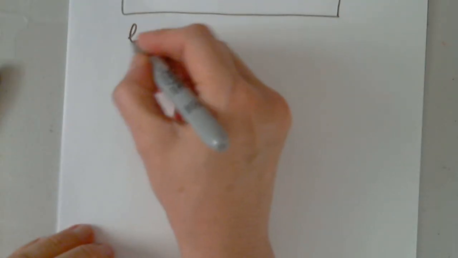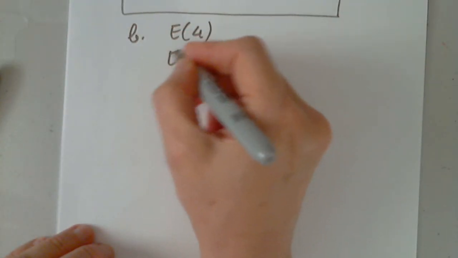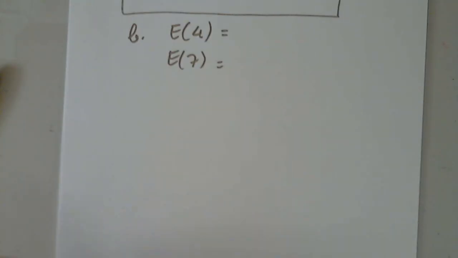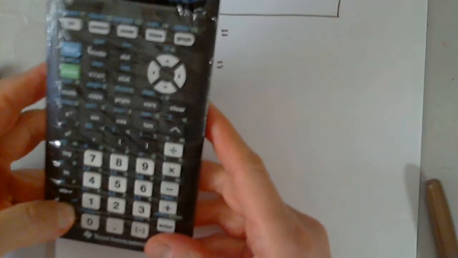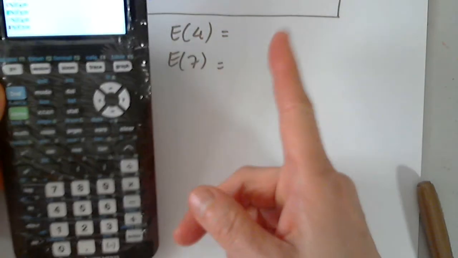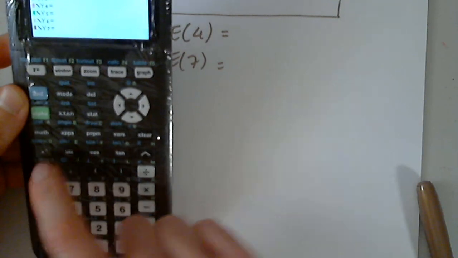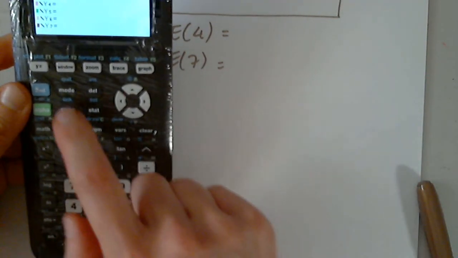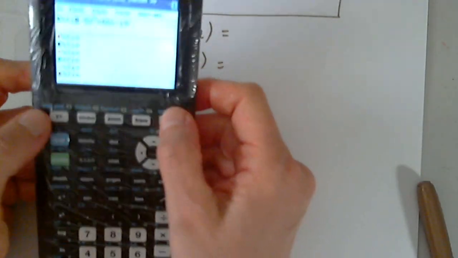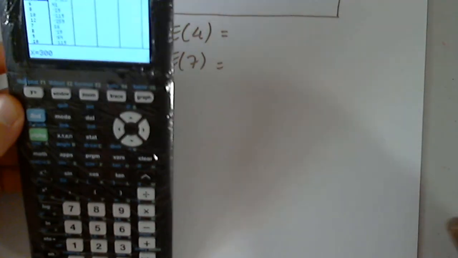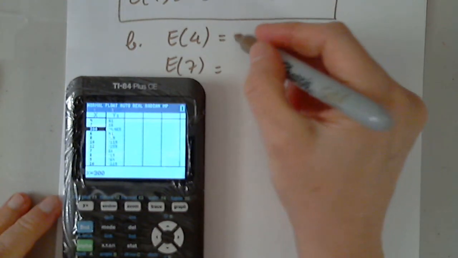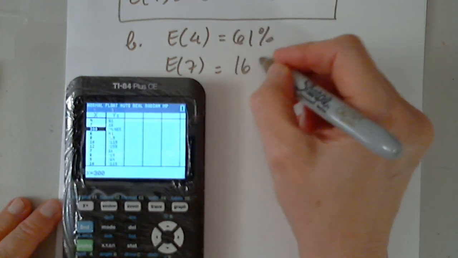Okay, part B. Use the answer to part A to find the operator's efficiency after 4 hours and after 7 hours. So I'm asked to find in part B E after 4 and E after 7. So I put it in y equals, and that is negative 5x squared because we don't have t, plus 40x minus 19. Second and table, I plug in 4, I plug in 7. So efficiency is 61% and 16%.